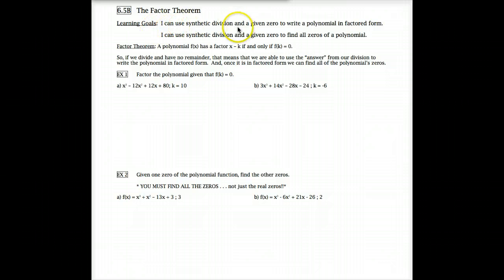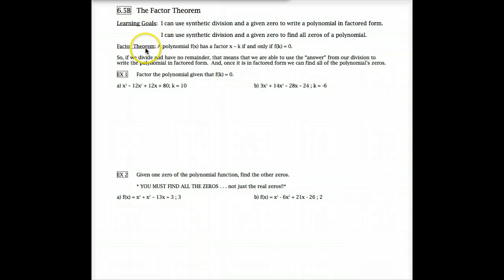We need to be able to use synthetic division and a given zero to write a polynomial in factored form, so get it completely factored. And we also need to be able to use synthetic division and a given zero to find all the zeros. So if you're given one of them, we need to be able to find all of them.